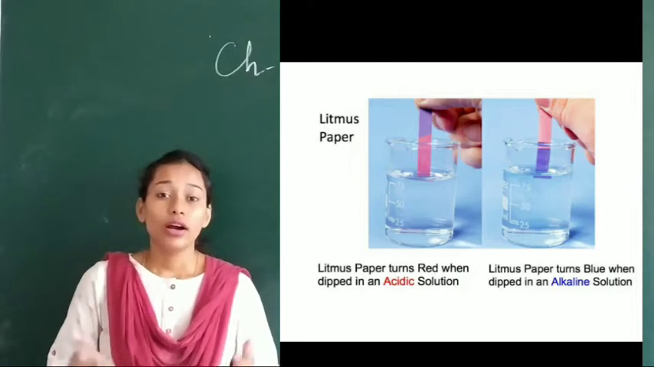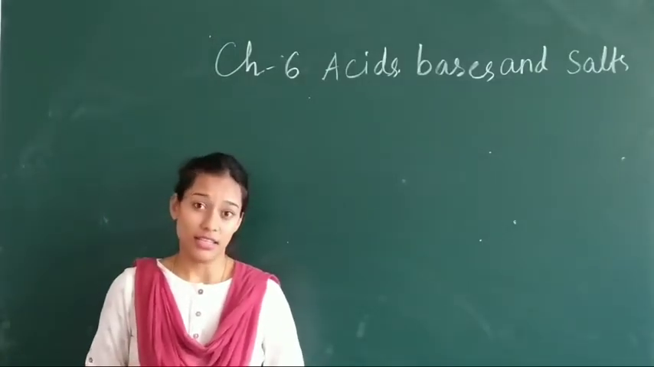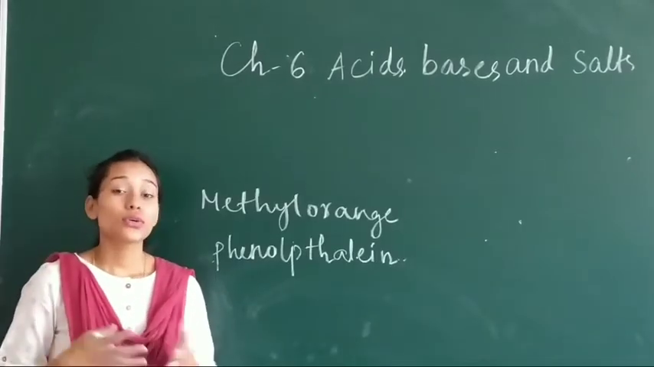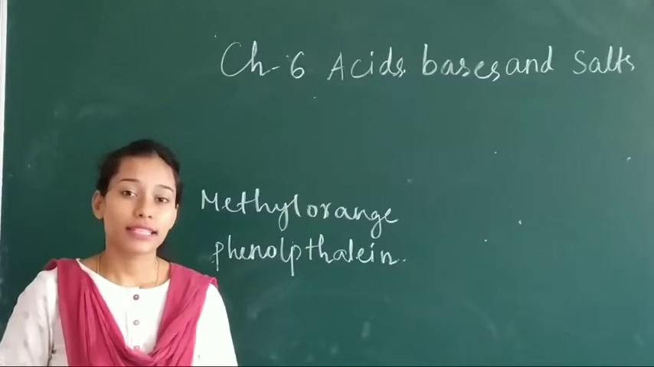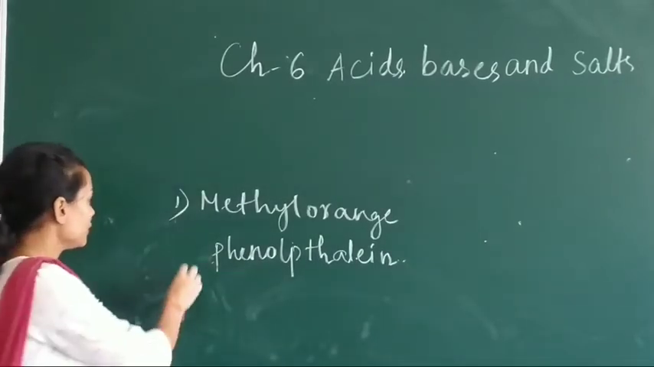Now, let us know about synthetic indicators. What is a synthetic indicator? These are indicators made by humans. Usually there are two types of synthetic indicators. The first one is methyl orange and the second one is phenolphthalein.